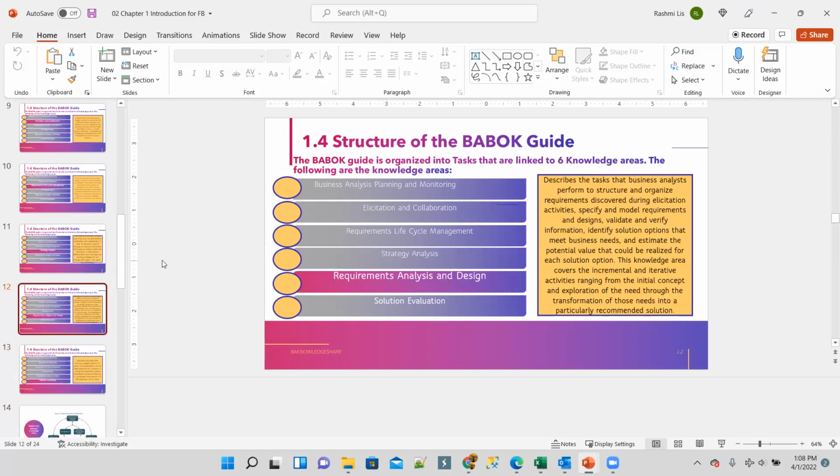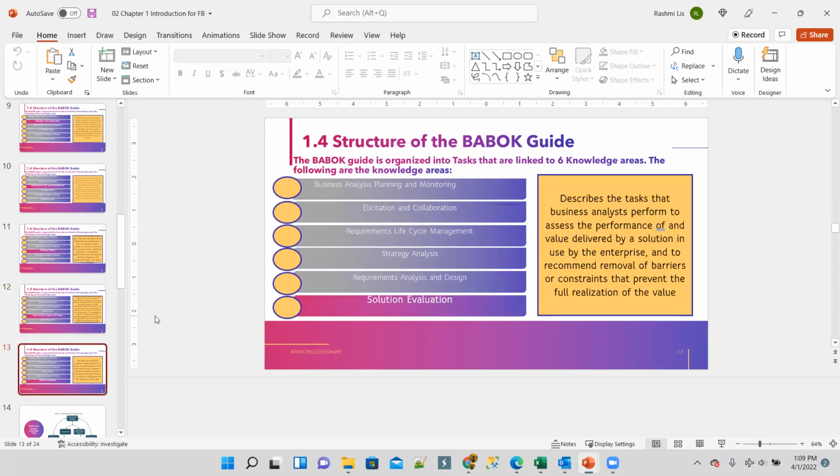The next one is requirements analysis and design. It describes the tasks that BAs perform to structure and organize requirements discovered during elicitation activities. So really it takes the information that's gathered as part of elicitation and collaboration. They validate and verify requirements, to the point that you've created a solution in terms of your design. So that's kind of the scope of requirements analysis and design.